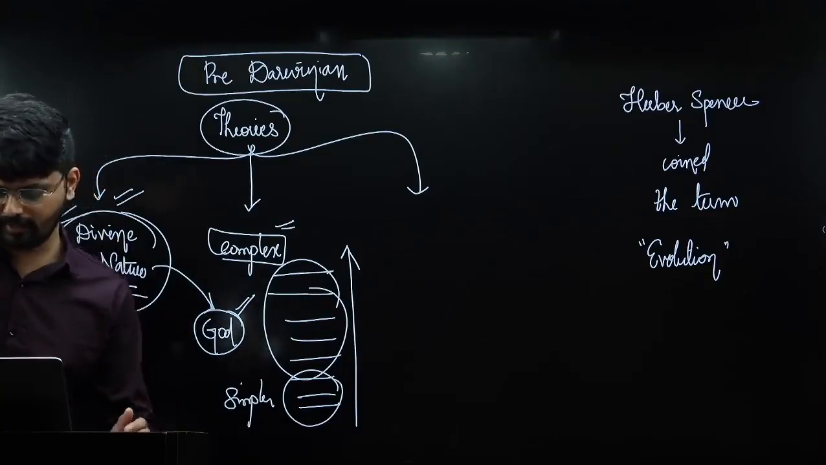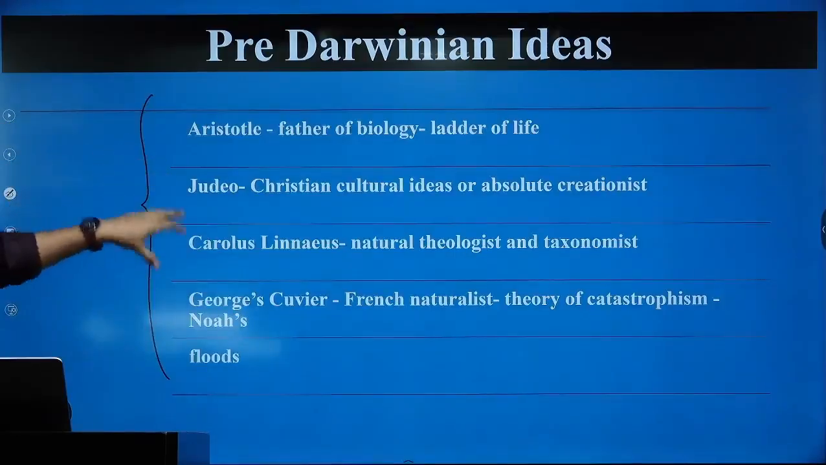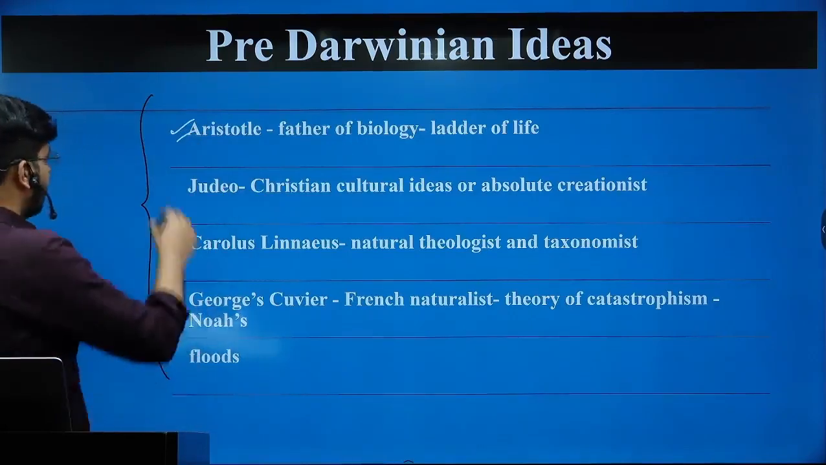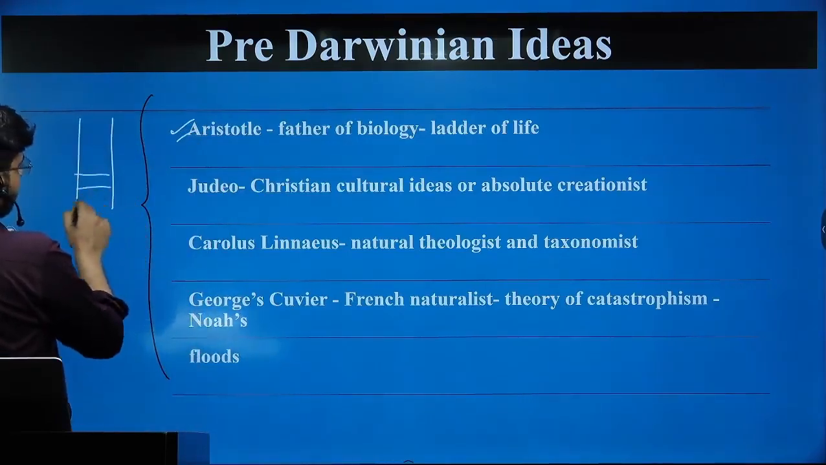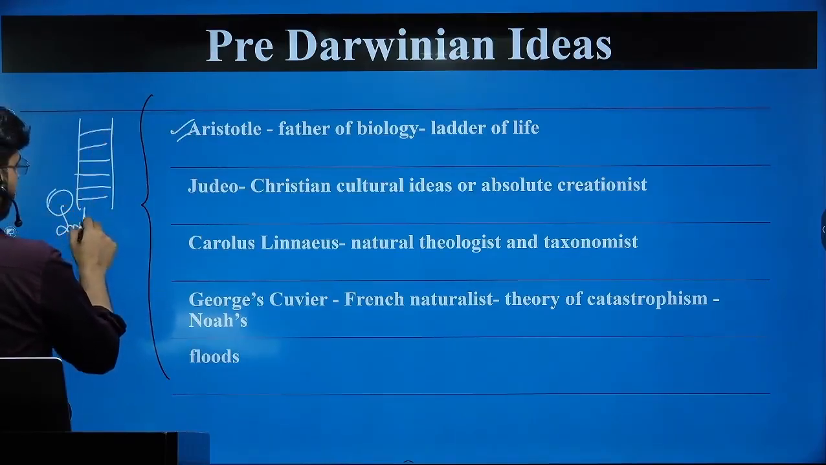And the next kind of theories are the creationist. We'll see that, but first see this. Okay, so he has given the ladder of life. Based on that, he has said that the organisms have moved from simpler form to complex form.